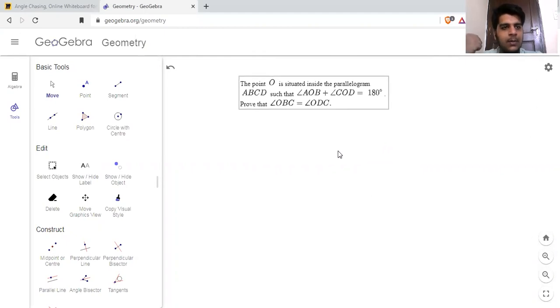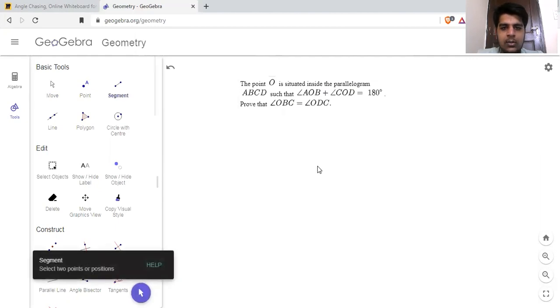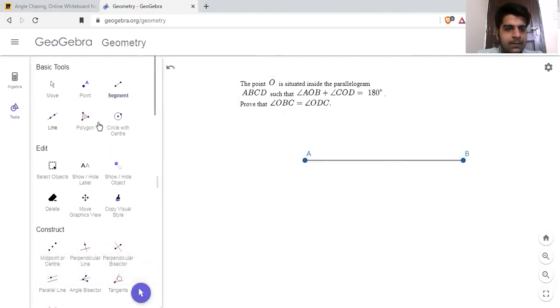This is the first problem. This is from Canada 1997. The problem says the point O is situated inside the parallelogram ABCD such that angle AOB plus angle COD is equal to 180 degrees, and we have to prove that angle OBC is equal to angle ODC. So let's first draw the figure.